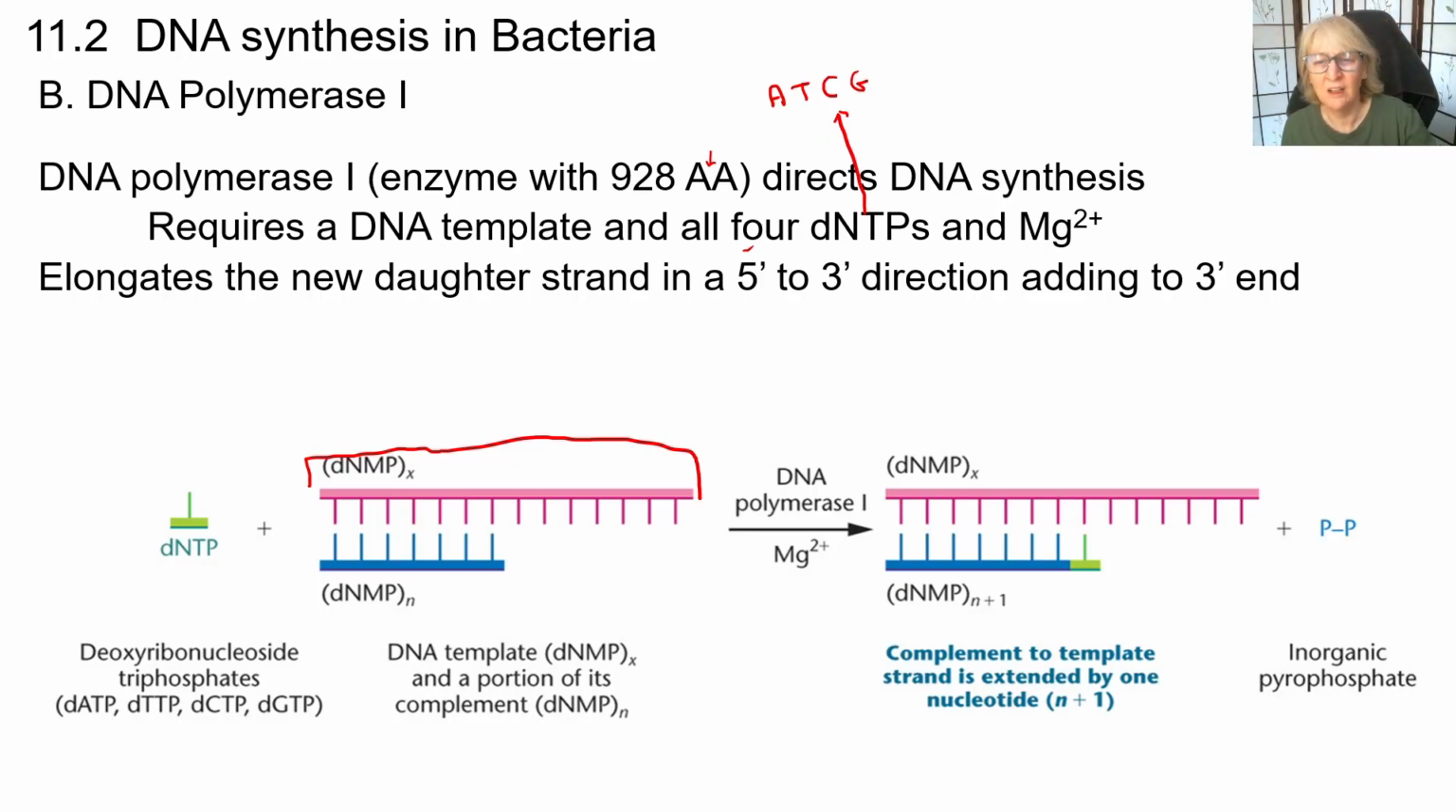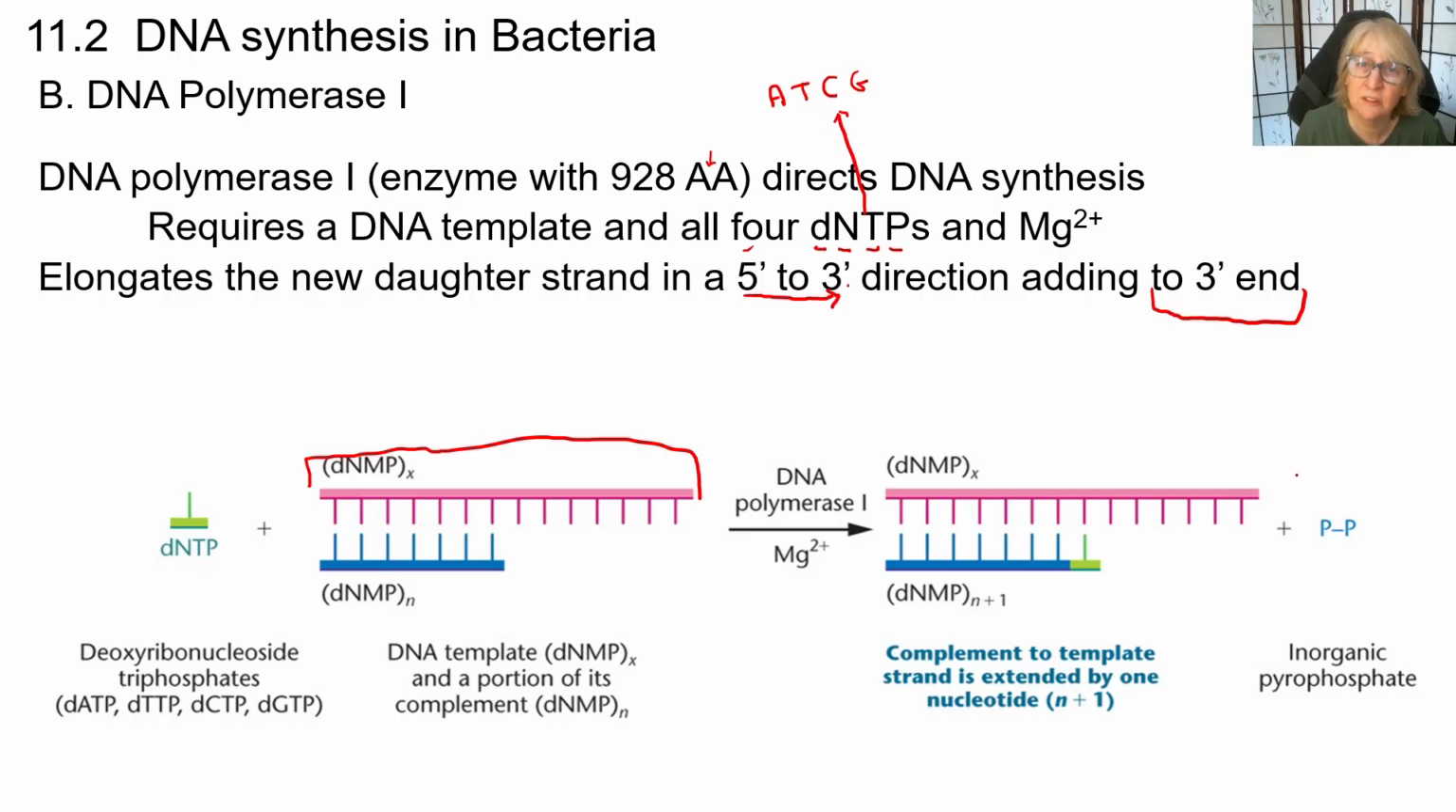They are DNA nucleotide triphosphates. They are a nucleotide with 3 phosphates attached, and some magnesium is required in order to catalyze this process. DNA polymerase 1 will elongate the new daughter strand in a 5' to 3' direction. This is going to be a rule that we're going to build on. We always build in 5' to 3', and we always, with DNA polymerases, add to the 3' end of the growing molecule.